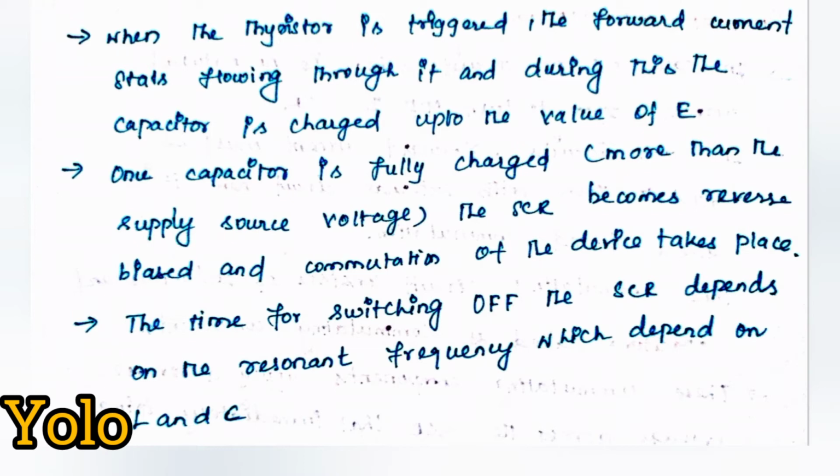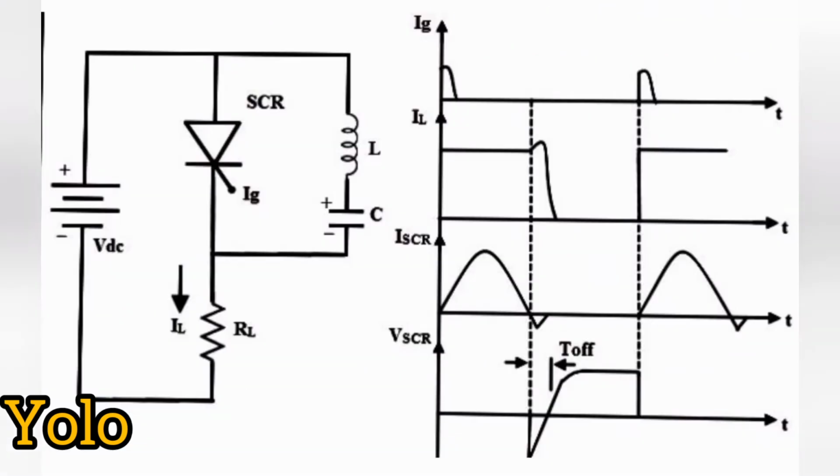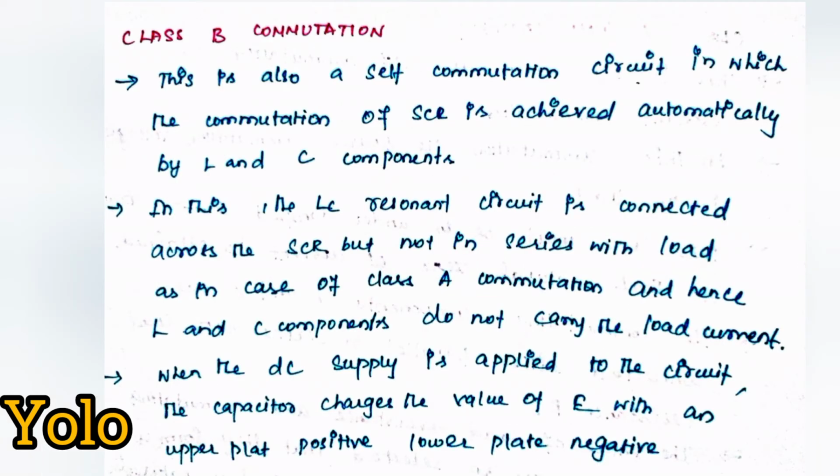When the thyristor is triggered, the forward current starts flowing through it, and during this the capacitor is charged up to the value of E. Once the capacitor is fully charged, for example more than the supply voltage, the SCR becomes reverse biased and commutation of the device takes place. The time of switching off the thyristor depends on the resonant frequency, which depends on L and C.